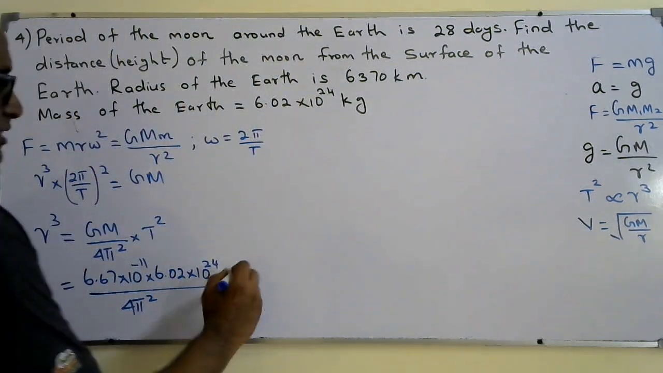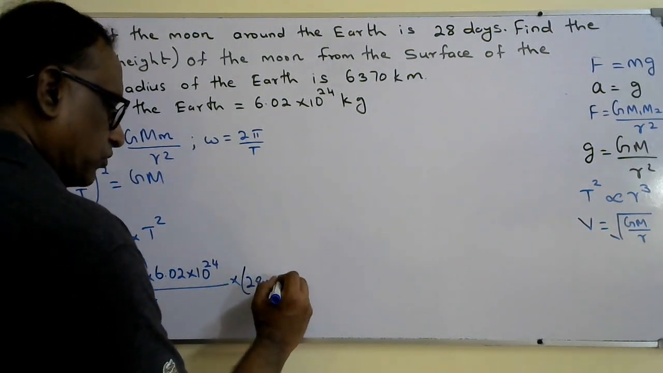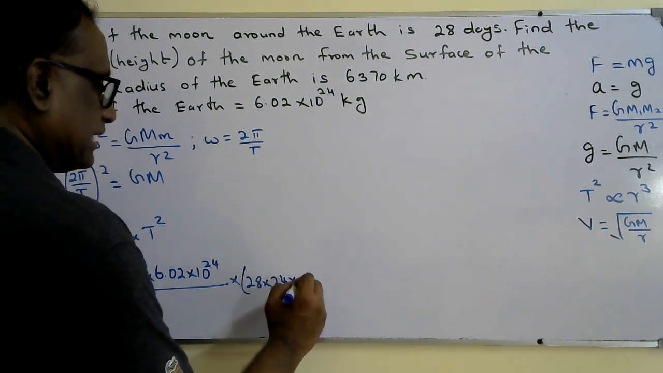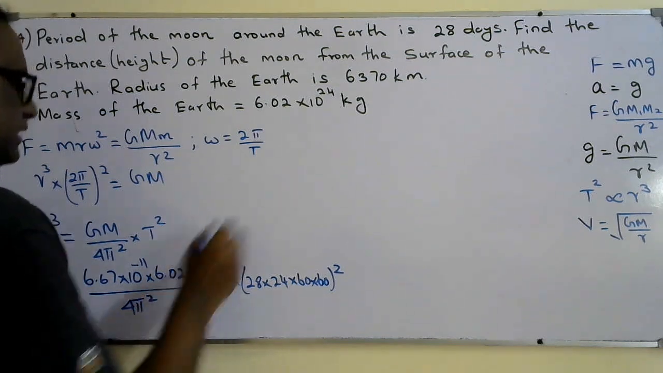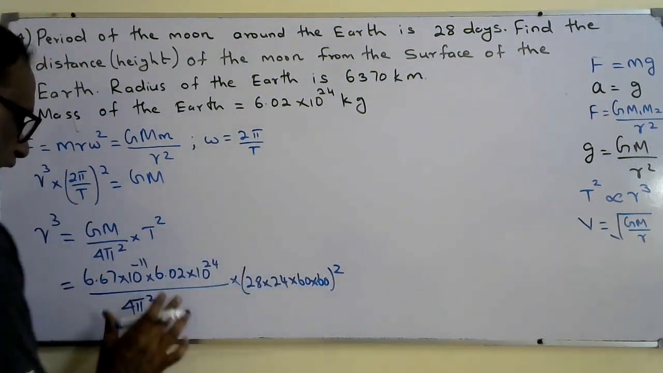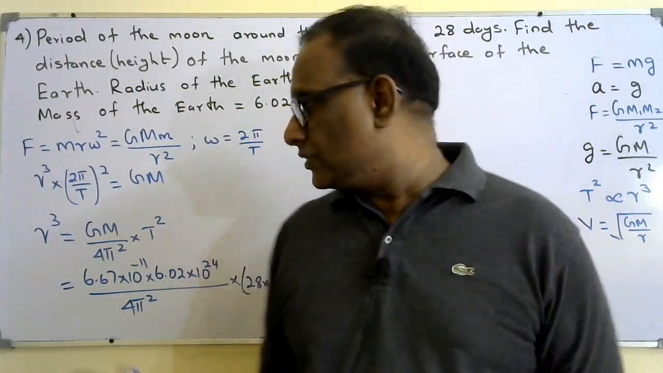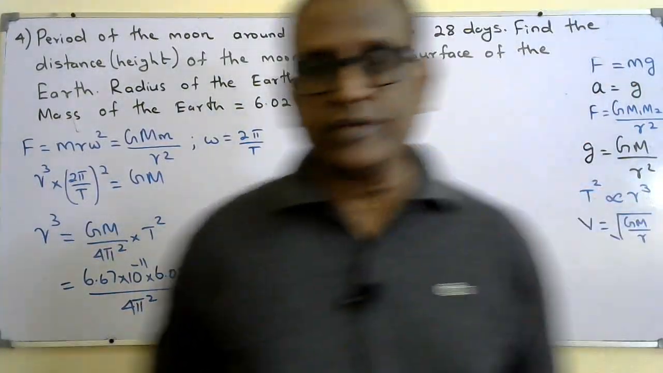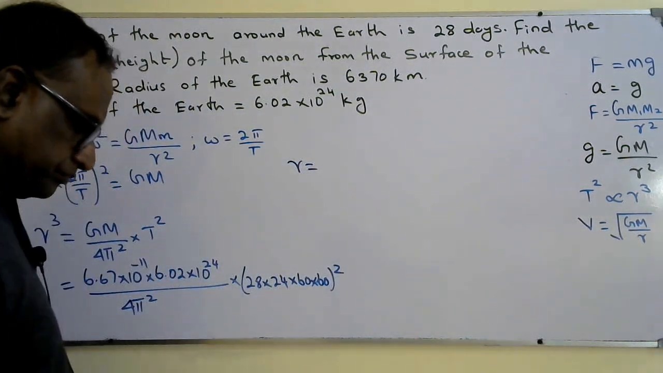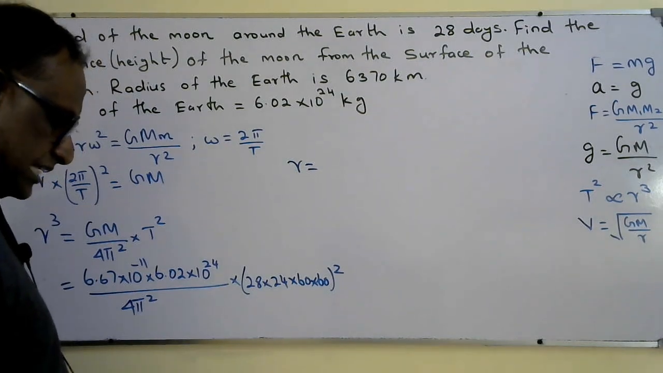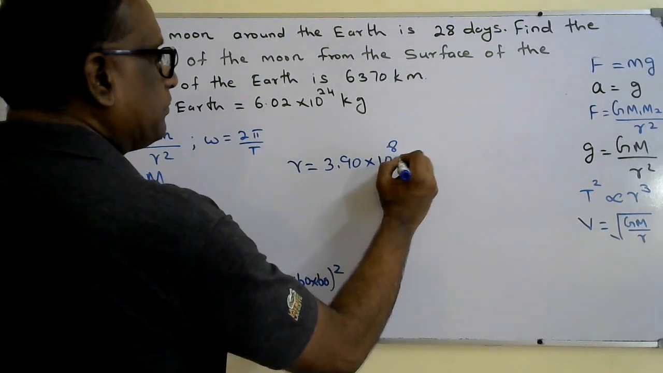We have to give it in seconds. So 28 days, we need to convert to hours, 24 hours per day, then 60 minutes times 60 seconds, all squared. Okay, solve it and find the r. So you will get the value of r cube when you solve the right side. Take the cube root of it, and you will get r, which will be equal to 3.90 times 10 to the power 8 meters.